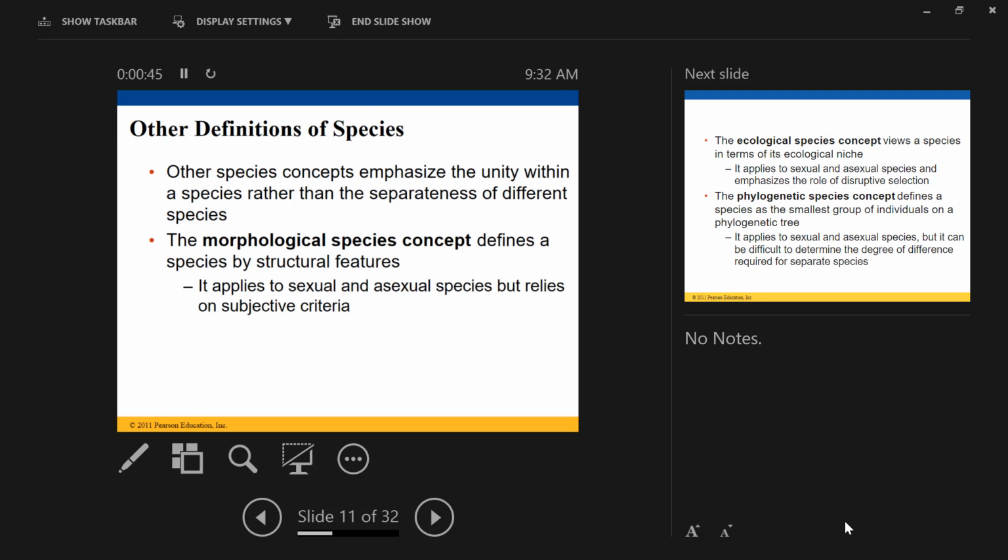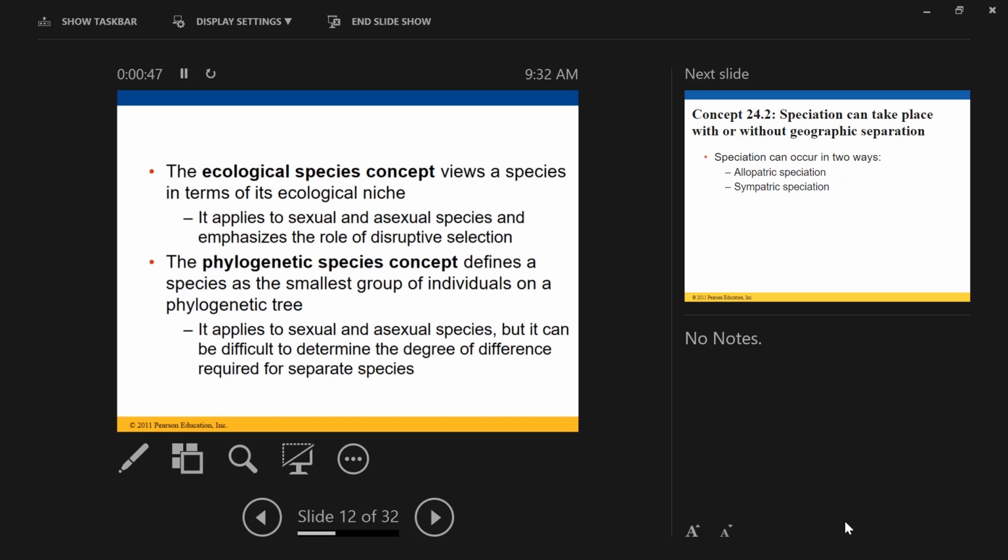We've already talked about the morphological species concept. We've talked about the ecological species concept. This is the fourth one that I told you we'll talk about later, but it's here and it's in the recording now. You can read about it, but again, we're going to save this discussion for chapter 25.